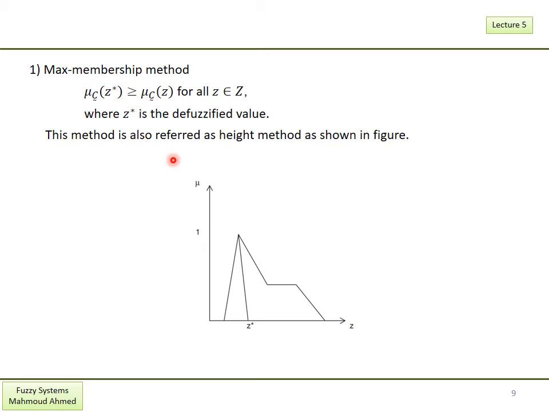This method is also referred to as the height method. In other words, in the height method, we also get the maximum value of the fuzzy membership. So mu C of z star is simply greater than or equal to mu C of z. This means we got here the highest value in this fuzzy membership function.